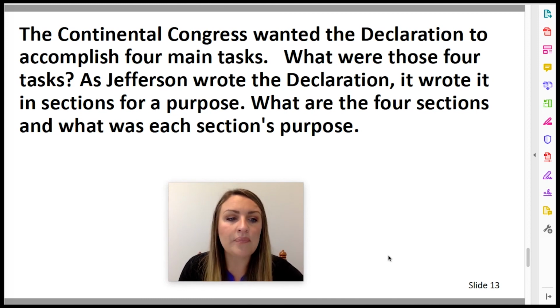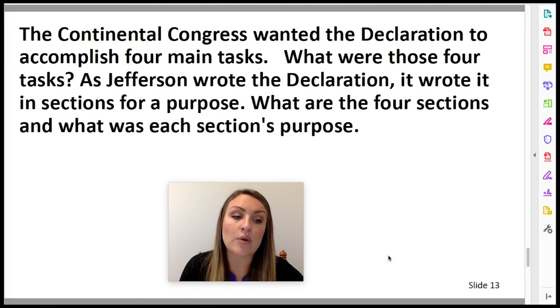One more time. Continental Congress wanted the Declaration to accomplish four main tasks. What were those four tasks? As Jefferson wrote the Declaration, he wrote it in sections for a purpose. What are the four sections, and what was each section's purpose?